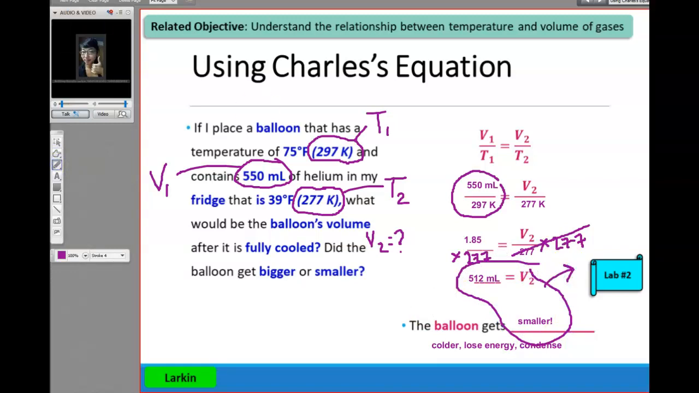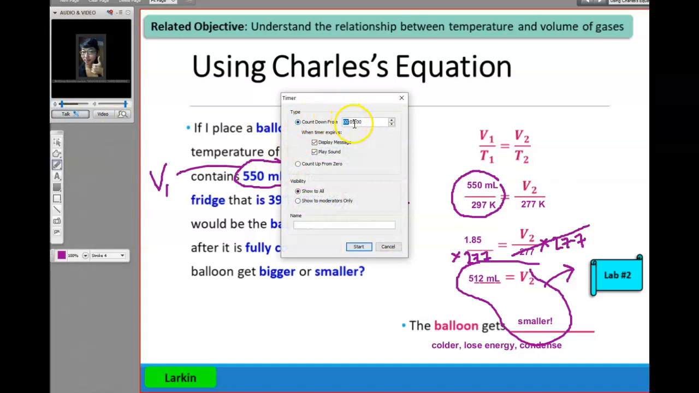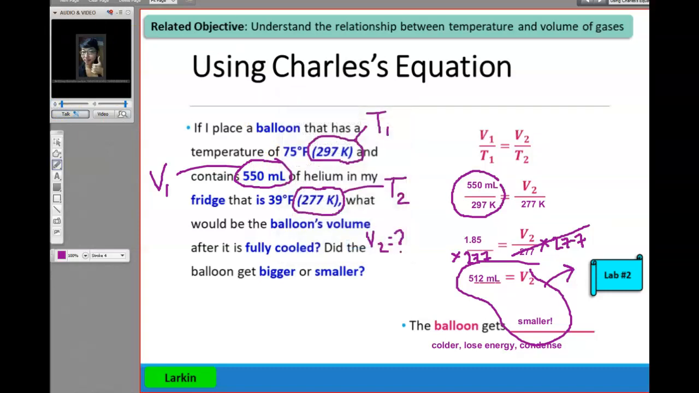Go ahead, give me green checks when you have number 2 saved. It's multiple choice, easy peasy. You have 20 seconds. Go, go, go.